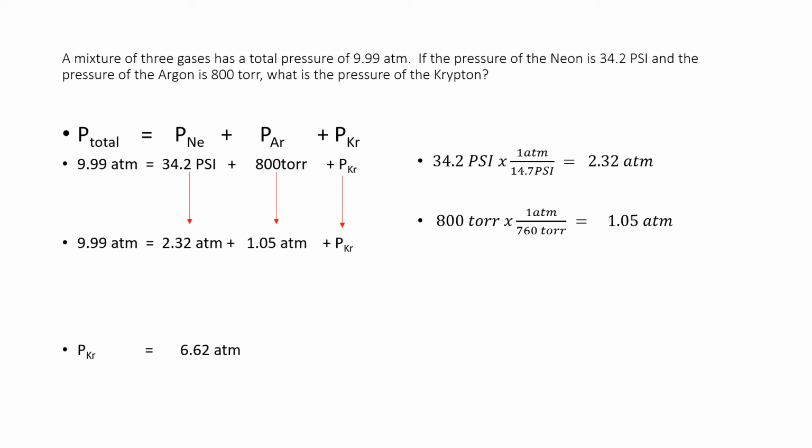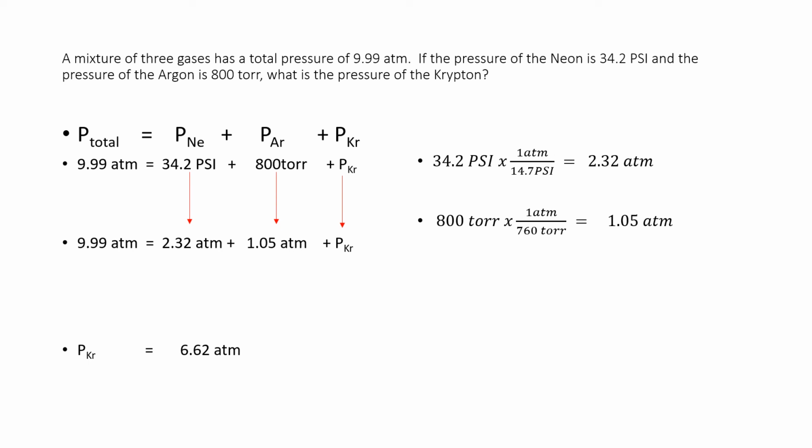So in this problem, it says a mixture of three gases has a total pressure of 9.9 atmospheres. The pressure of the neon is 34.2 psi, and the pressure of the argon is 800 torr. What is the pressure of the krypton? So right away, that should be screaming out loud, Dalton's law of partial pressures. I'm only seeing pressures, I'm seeing parts, I'm seeing a total.